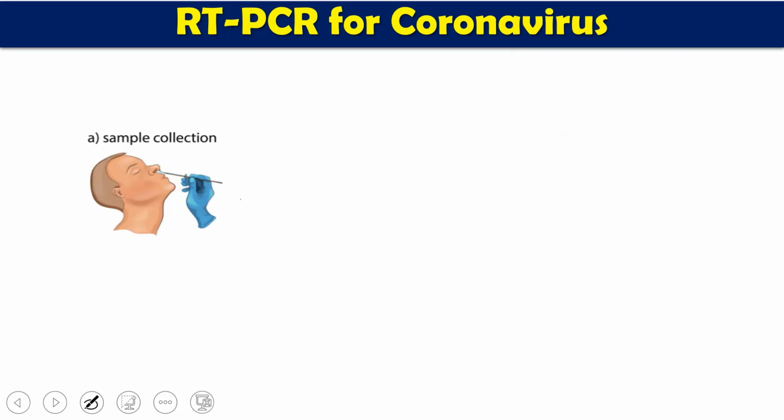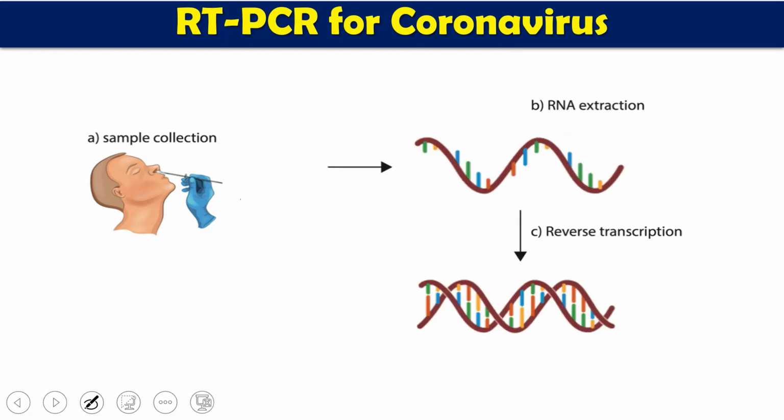Now, the first thing is we are going to collect the swab sample. The swab will be collected either from the nose, nostril, or from the throat region. So the virus has come into the swab. Then RNA will be extracted. So the second step will be the extraction of RNA from these virus particles by using some kind of reagent. Then this RNA will be converted to double-stranded DNA through the reverse transcriptase enzyme. That process is called reverse transcription.